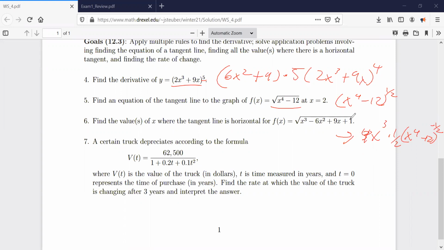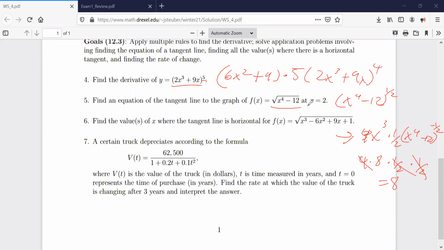And then I can plug in 2. When I plug in 2 to get the slope of the tangent line, I would get 4 times 8 times 1/2 times x to the 4, so 2 to the 4 is 16, minus 12 is going to be 4. 4 to the negative 1/2 is another 1/2.